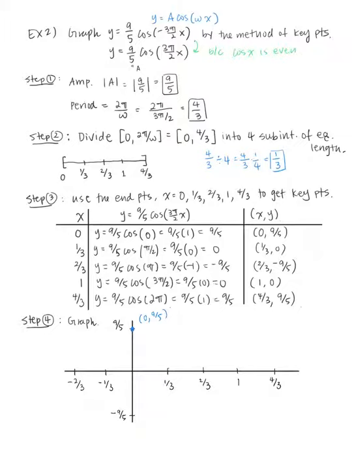And when x is 1/3, here you're going to have 1/3 comma 0, and 2/3, it's going to be -9/5. And then back to 1 comma 0, and then back to 9/5. So this was what? 1 comma 0. And this point is 4/3 and 9/5.